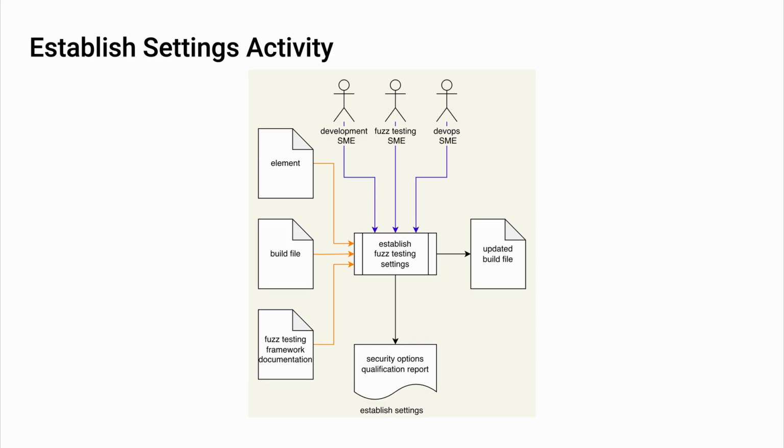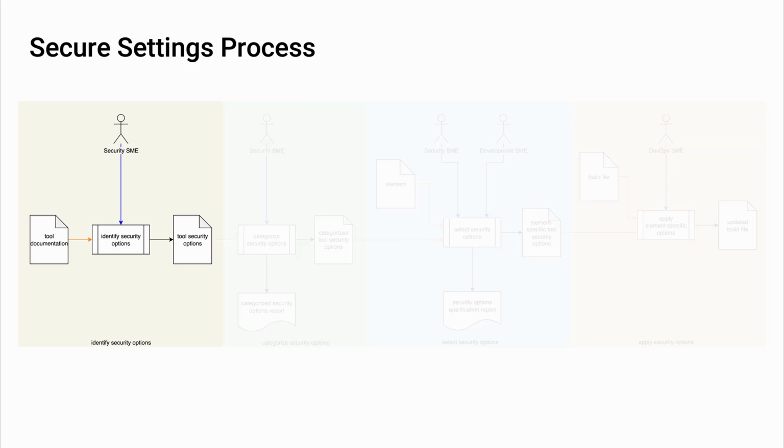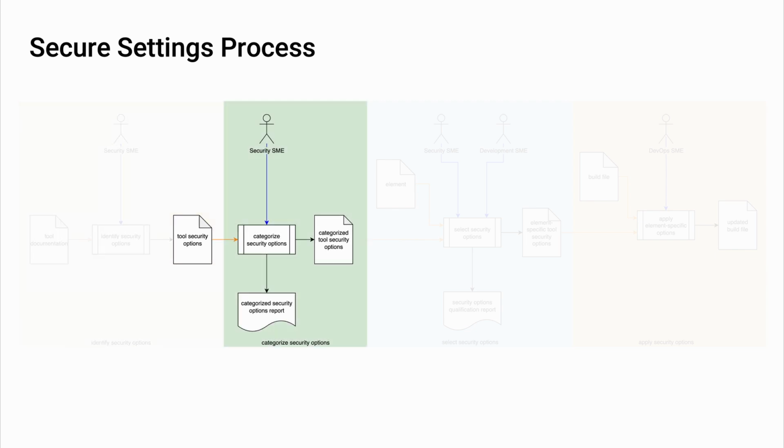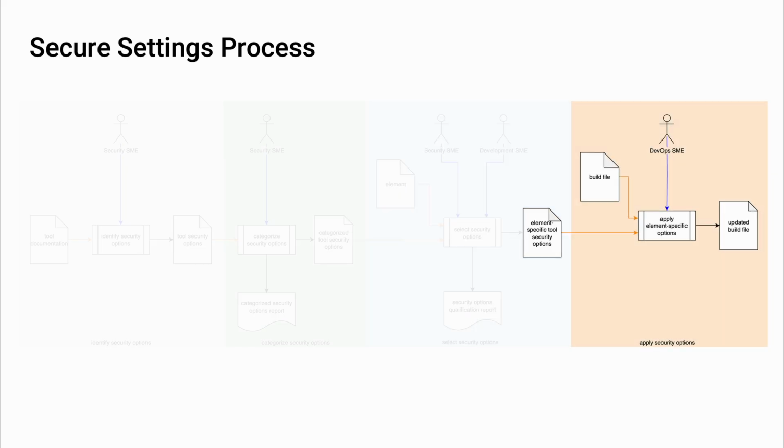Let's review that process. The secure settings process is comprised of 4 activities. These are identifying options relevant to security, categorizing these options, selecting which ones are going to be used for each element, and finally, applying those options to the build system for that element.